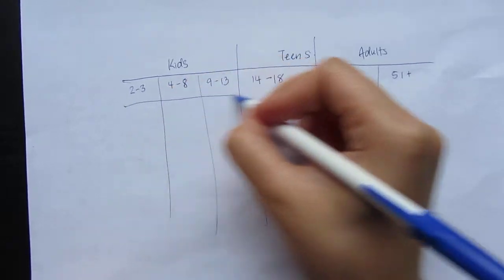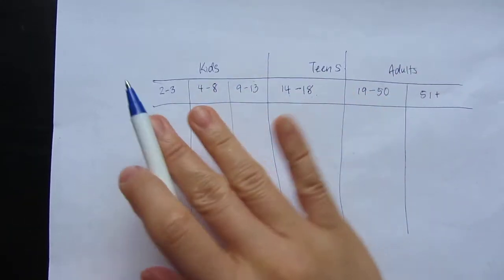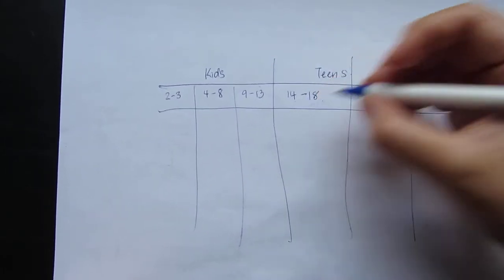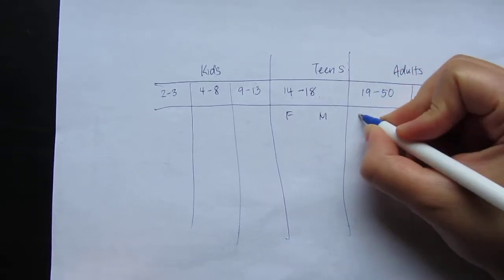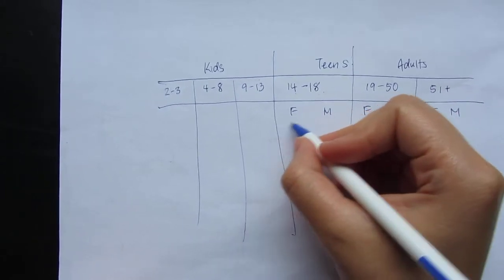So that's how you get the age. So kids are fine, they don't divide according to the genders, but teens they do. Teens to adults, so you have female and then you have male, always FM. So remember the radio stations, FM.